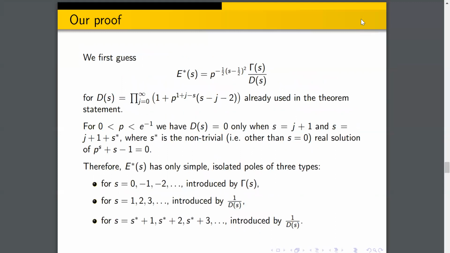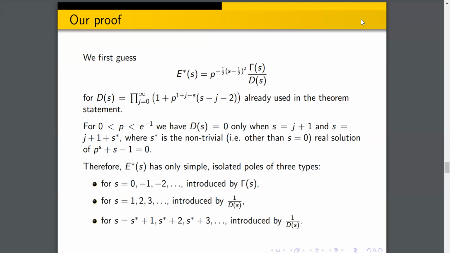So the only problem is how to solve this equation in E and how to find the constant K. So we first guessed the equation for the Mellin transform of E, denoted by E star. And it turns out that if we look at this equation, it has only simple isolated poles of 3 types. First, there are non-positive integers, which are poles introduced by the gamma function. Second, we see that we have here the function in the denominator that is a product, and each part of this product has 2 roots.